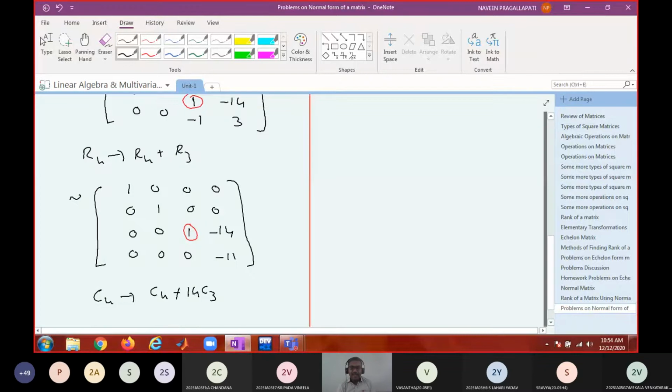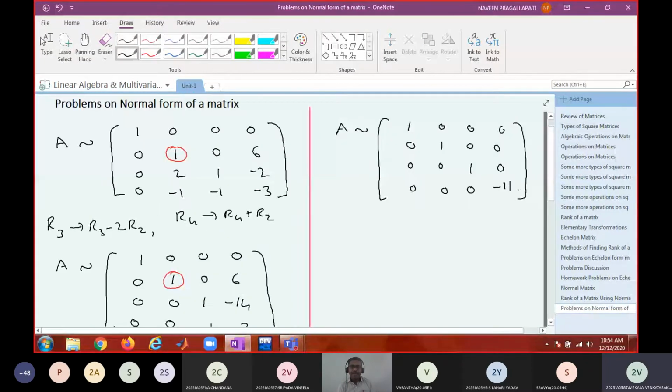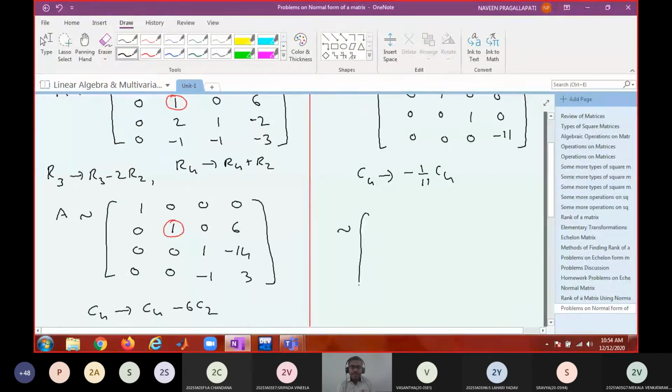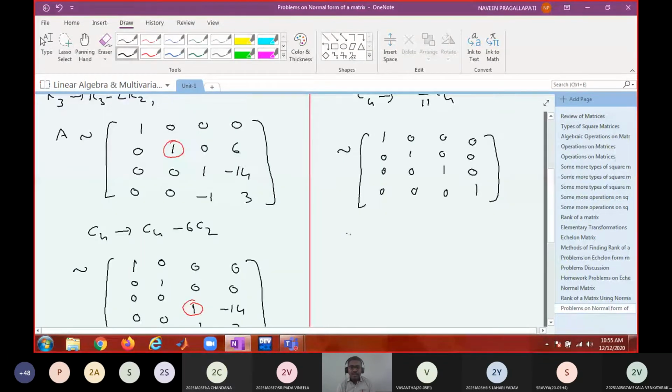C4 plus minus 11, right? Minus 11. What is the last operation? Previously I divided a row, now I will divide the column. So C4 gets minus 1 by 11 into C4. So that becomes 1, 0, 0, 0, 0, 1, 0, 0, 0, 0, 1, 0, 0, 0, 0. Now this is nothing but I4. Therefore, rank of A is equal to 4.